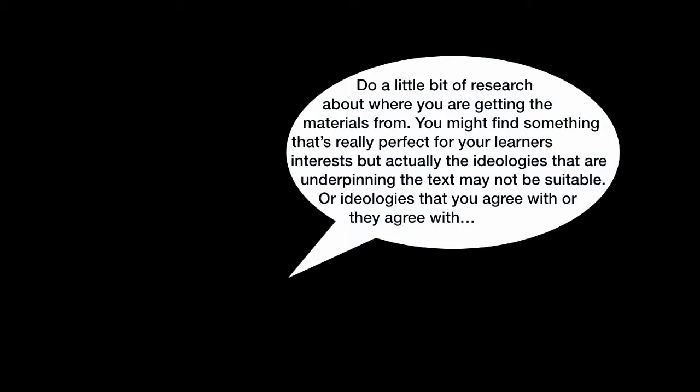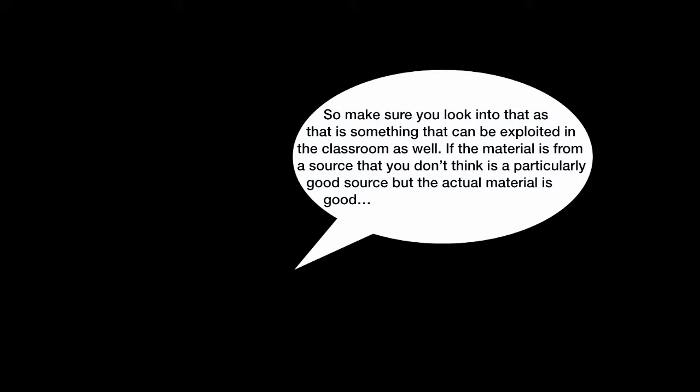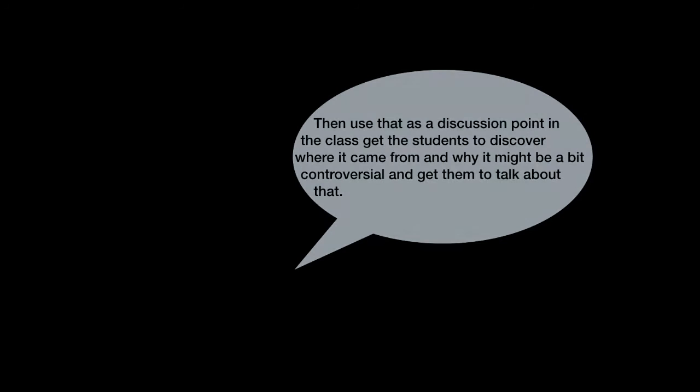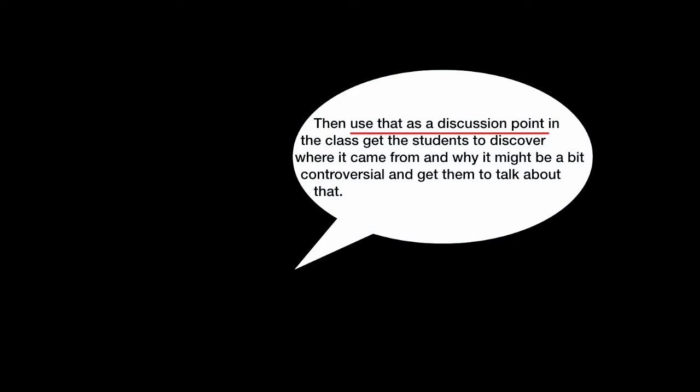Do a little bit of research about where you're getting the material from. You might find something that's really perfect for your learners' interests, but actually the ideologies that are underpinning the text may not be suitable, or ideologies that you agree with or that they agree with. So make sure that you look into that, and that can also be something that's exploited in the classroom as well. If the materials are from a source that you don't think is particularly good source, but the actual material is good, then use that as a discussion point in the class. Get the students to discover where it came from and why it might be a bit controversial, and get them to talk about that.